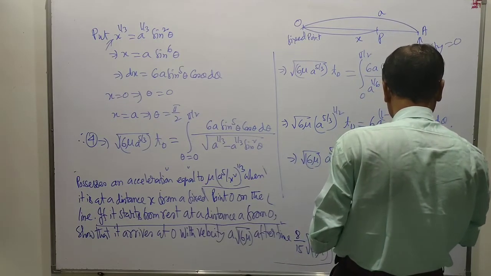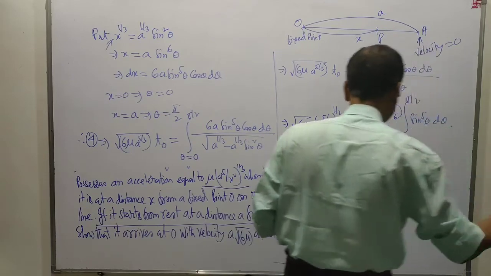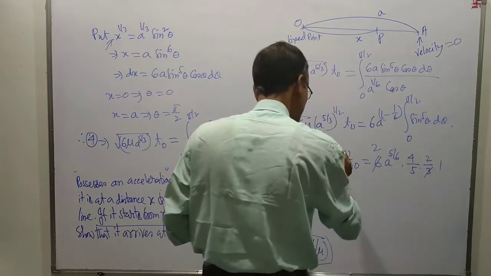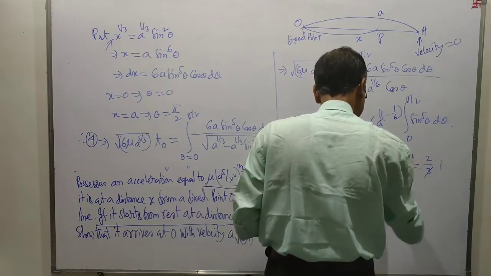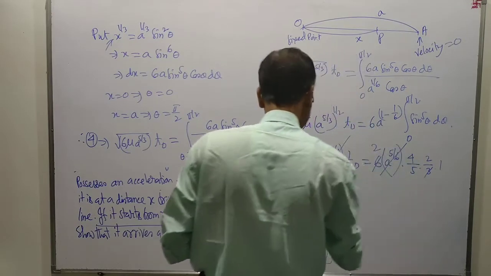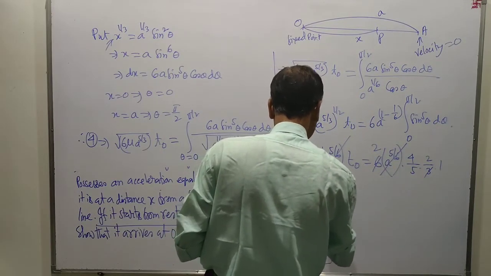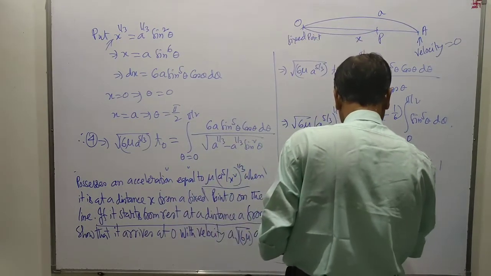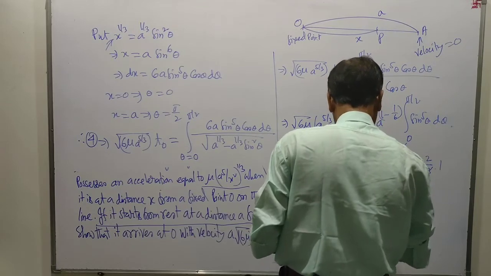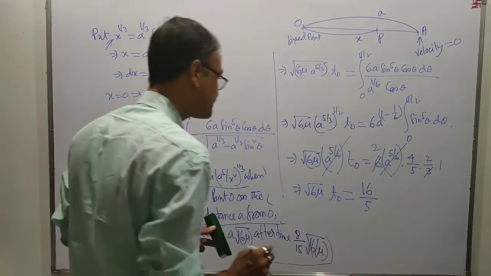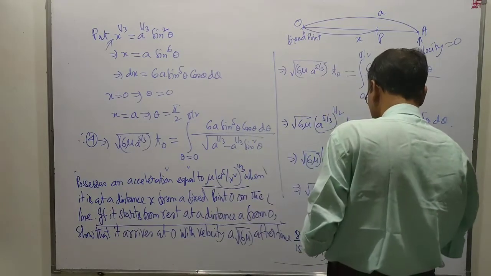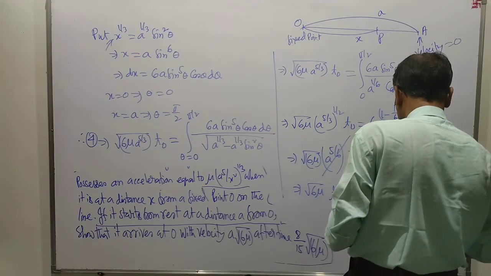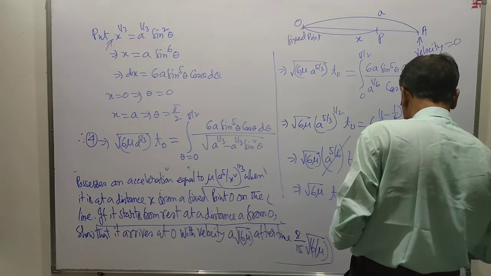It should be 4 by 5 into 2 by 3 into 1, using the reduction formula. You will get 3, 2. a to the power 5 by 6, a to the power 5 by 6. These two terms will be cancelled. This means root over 6 mu into T naught equal to 16 divided by 5. This means T naught will be equal to 16 divided by 5 into root over 6 mu.